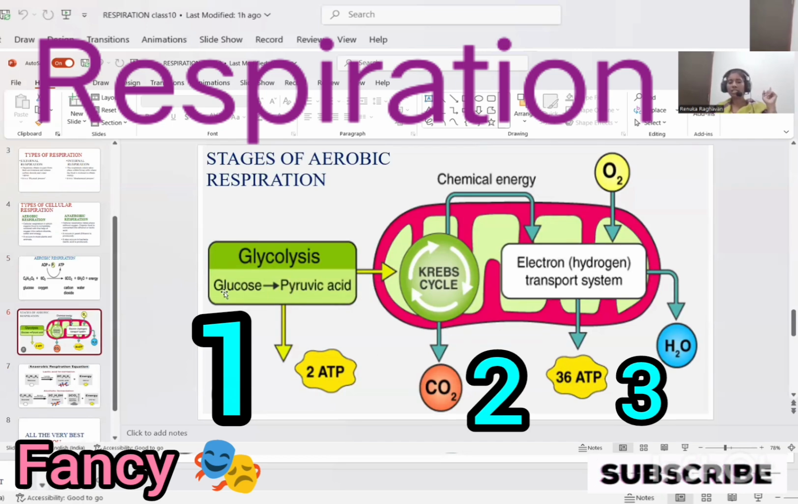So the 6 carbon molecule will be converted into a 3 carbon molecule. Glucose is 6 carbon, so it will be broken down. This process is known as glycolysis. What is glycolysis? It's a splitting of glucose, breaking down of glucose. The glucose will be broken down into 3 carbon. 6 carbon will be broken down into 3 carbon. Now, up to this, glucose to pyruvic acid is the first stage. This first stage happens in the cytoplasm.